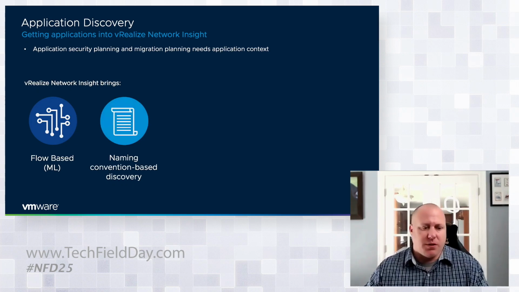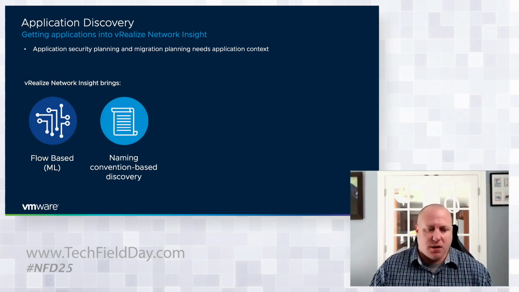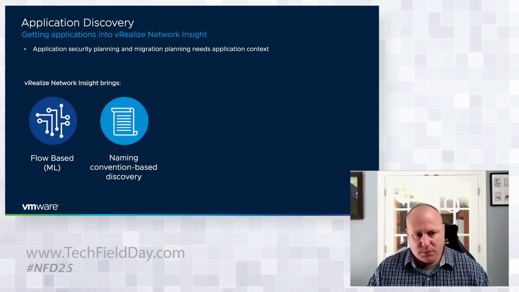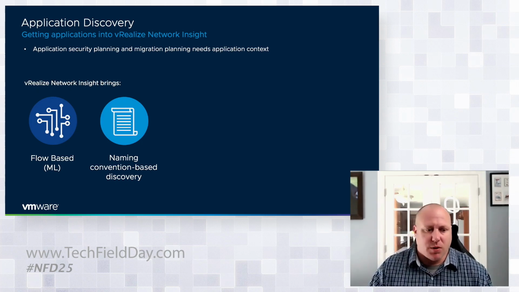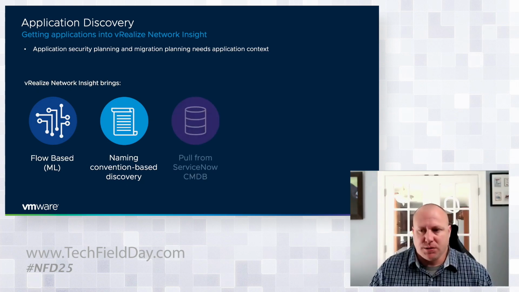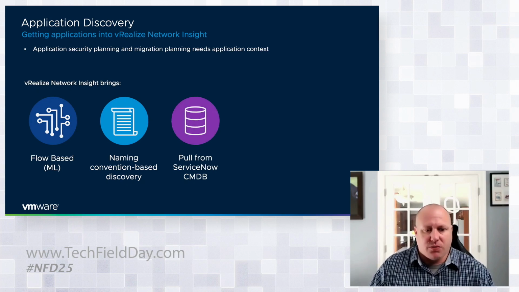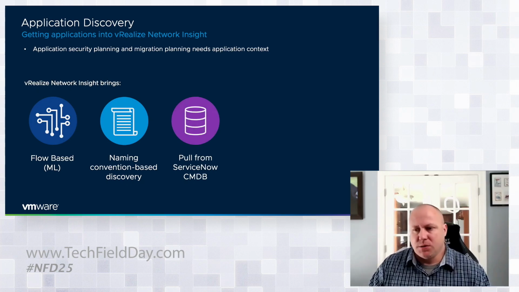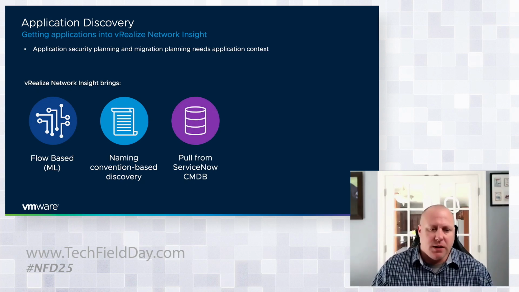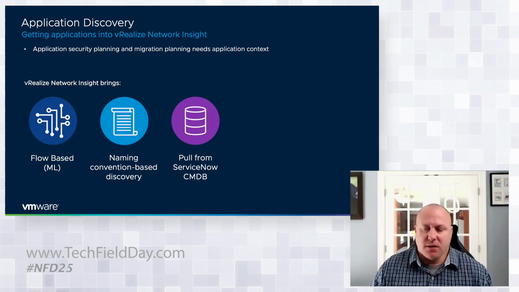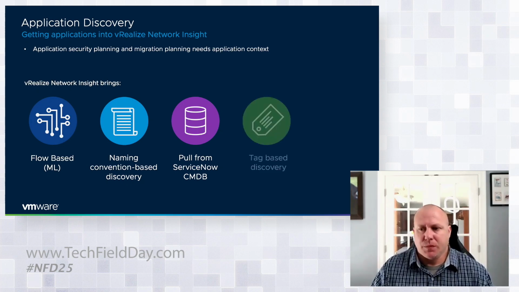We also have the capability of using naming convention based discovery. So we can go in and use various different names. We can use regular expression pattern builders and so on that are built into Network Insight to be able to discover applications. We can also pull from ServiceNow CMDB. We have direct integration with ServiceNow from the CMDB perspective, and then we can pull in the applications of interest from the CMDB within ServiceNow.